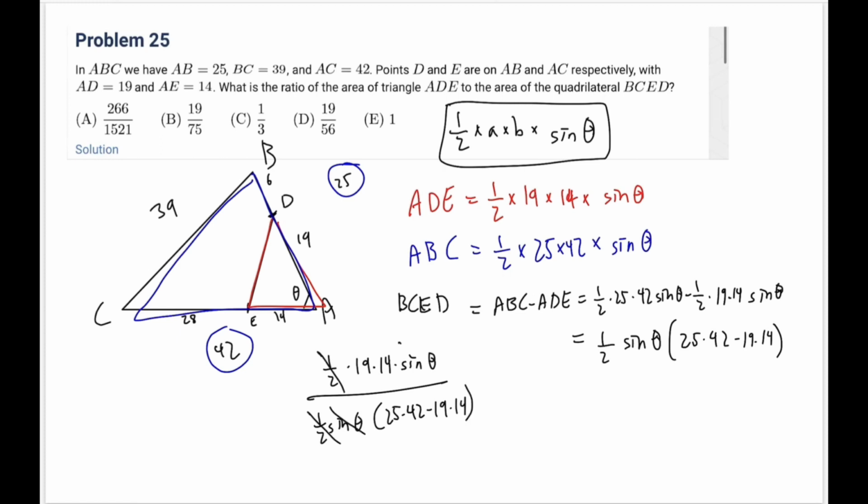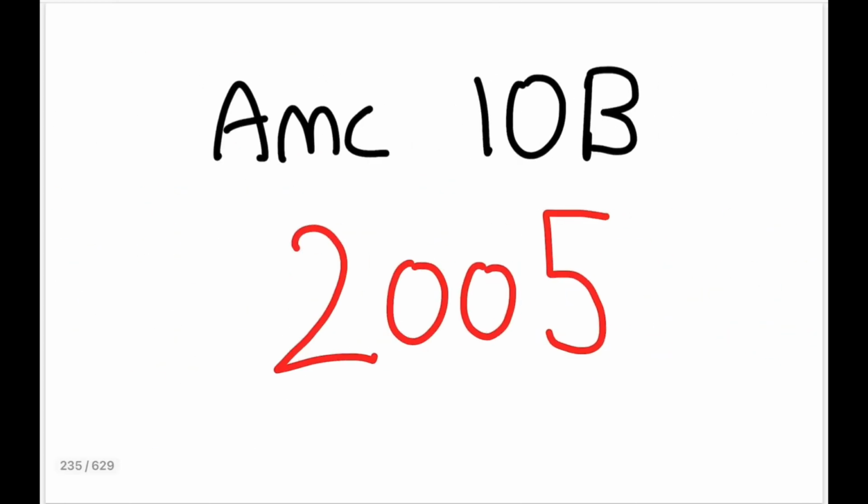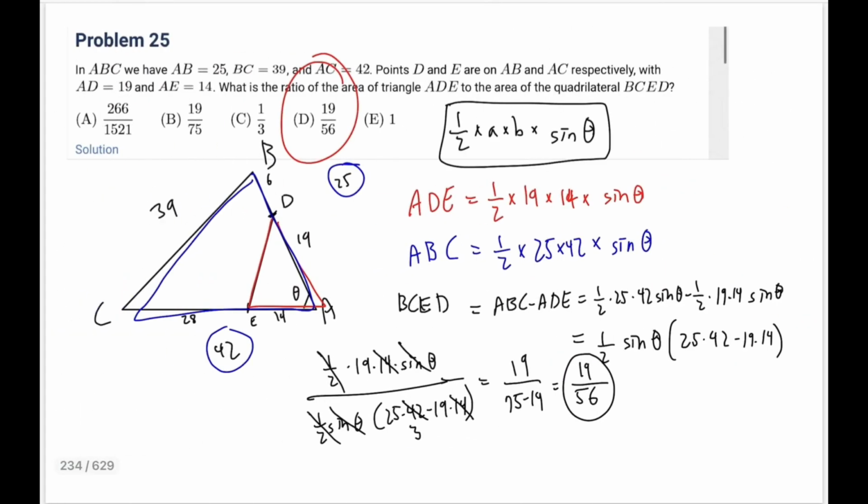So these two cancel, and if we divide by 14, then this cancels, and that would be 3, right? So this is 19, and then this is 25 times 3, this is 75 minus 19, this is 56. So this is 19 over 56. It's waiting for us here. The answer is D. So that was the last problem, and thank you for listening.